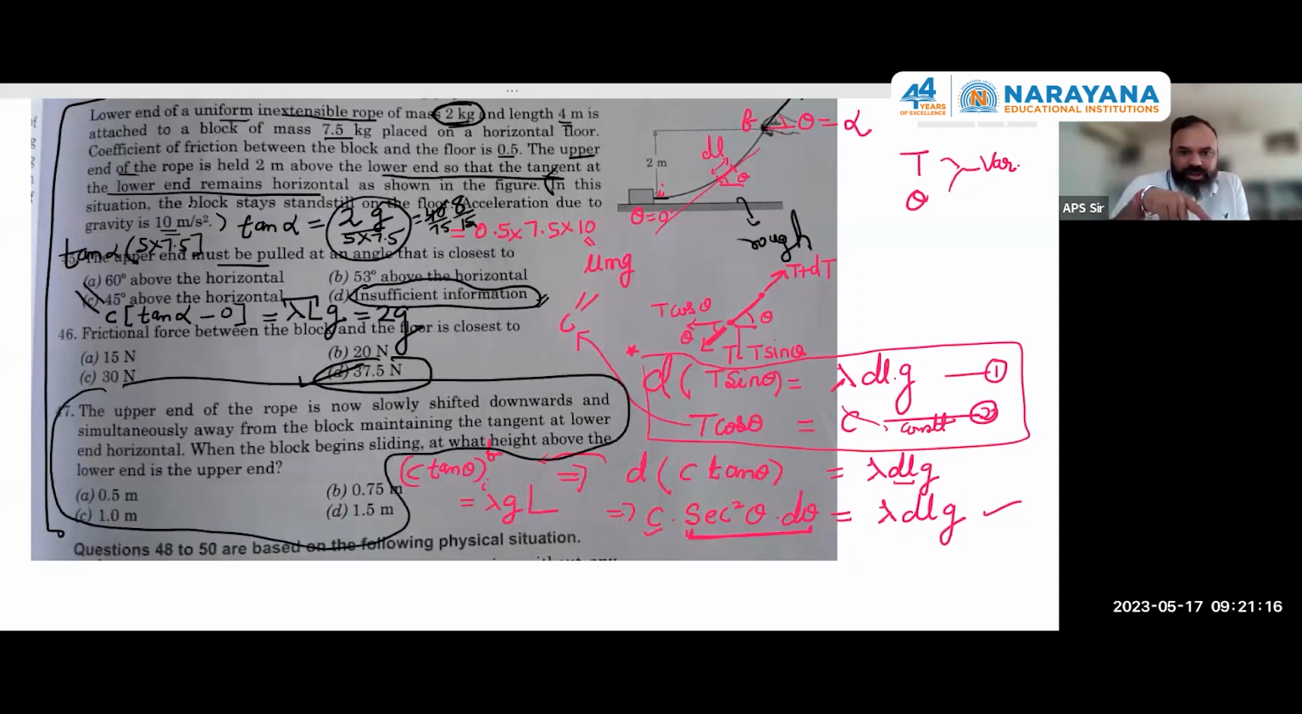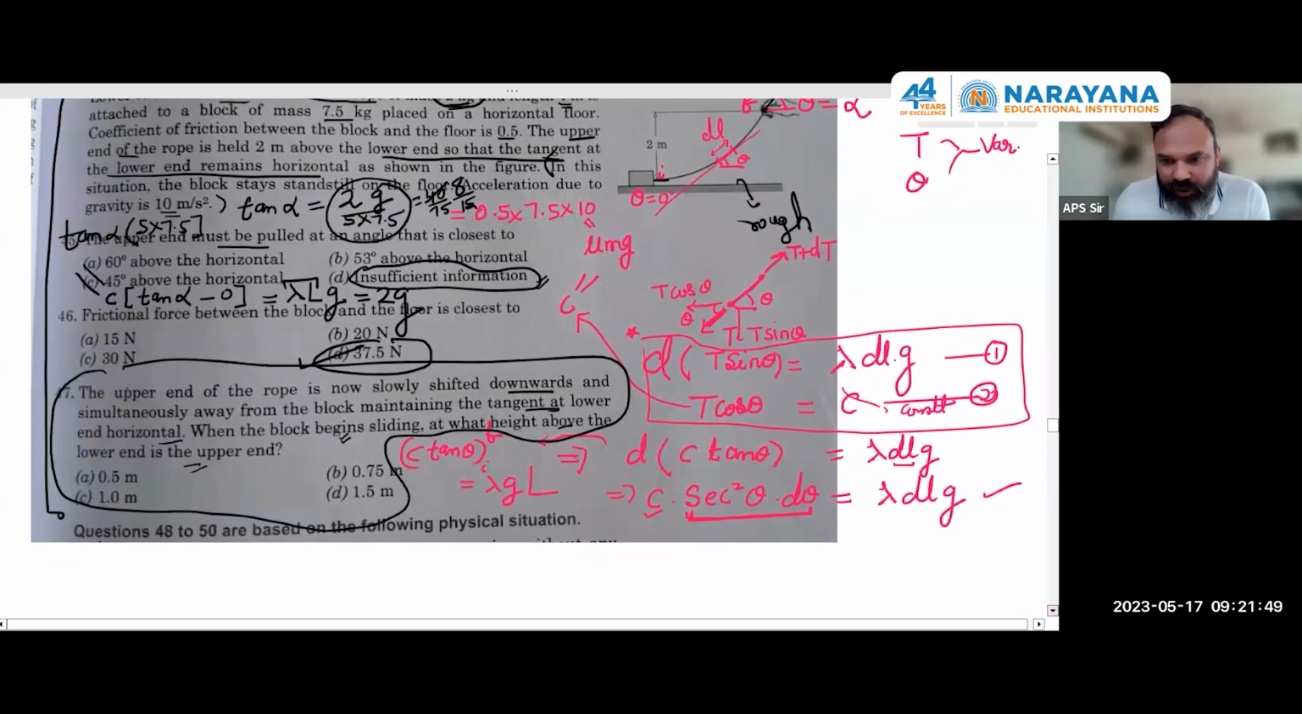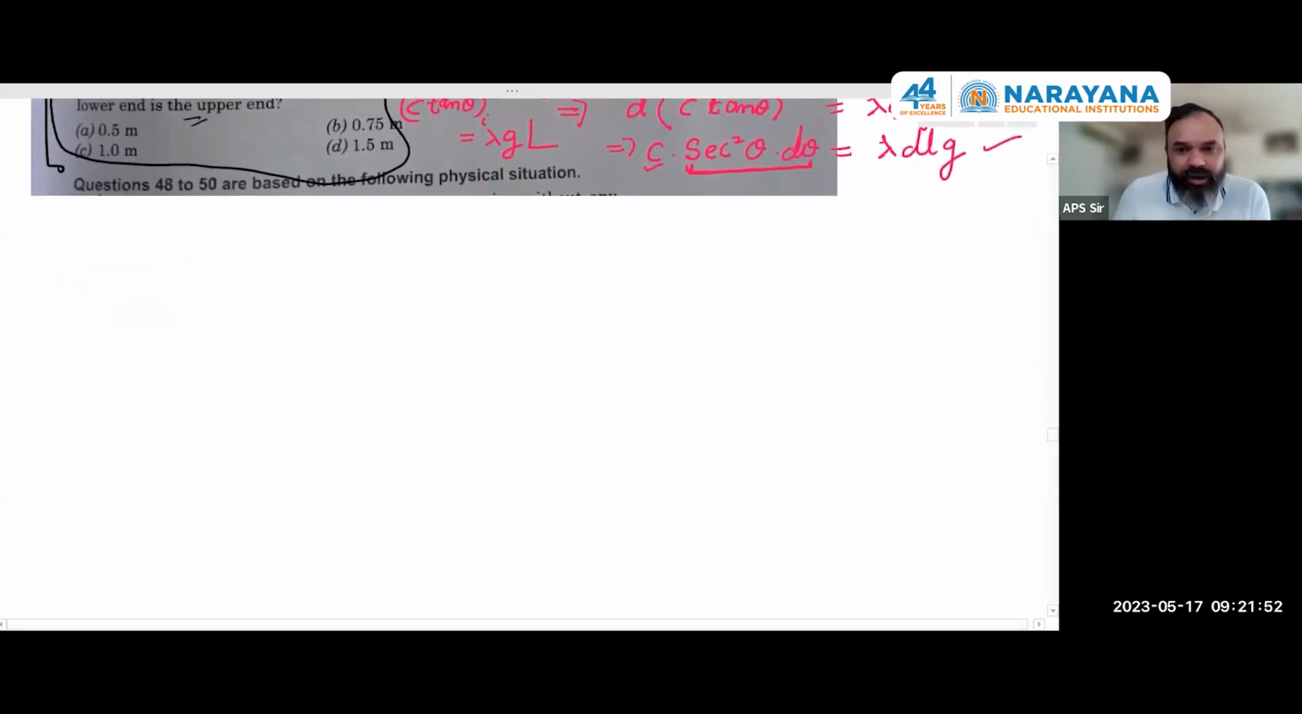The upper end is slowly shifted downwards. So basically, he's trying to change this vertical height. I'll come to it. And what else is being done? While shifting that end downward, simultaneously away from the block, maintaining the tangent at the lower end horizontal. I mean, everything has been maintained. Only thing is the height has been changed. So here the question is, when the block begins sliding, at what height above the lower end is the upper end? So what we are doing here in the second situation is, again, let me tell you what we are doing.